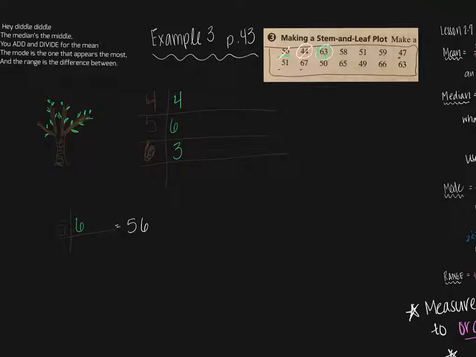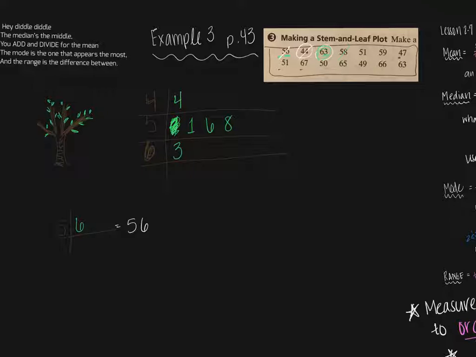Okay, let's keep going. The next one I have is 58. Okay, 50 is the stem and 8 is its leaf. The next one is 51. 50 is its stem and 1 is its leaf. Uh-oh, we have a problem here. These should be in order of smallest to biggest. It should be something more like 1, 6, and 8.